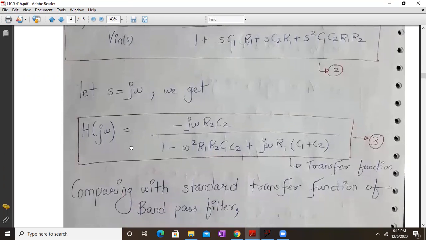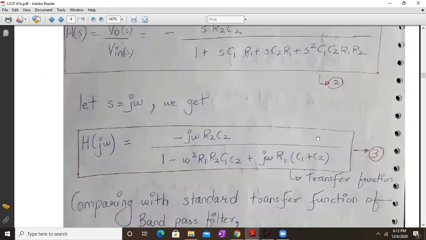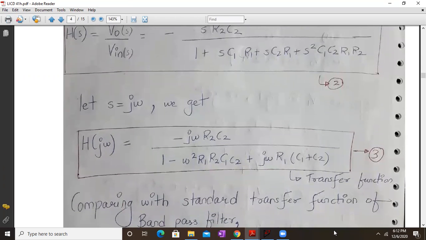So H of j omega will be given by minus j omega R2 C2 divided by 1 minus omega square R1 R2 C1 C2 plus j omega R1 into C1 plus C2. So this is my transfer function.